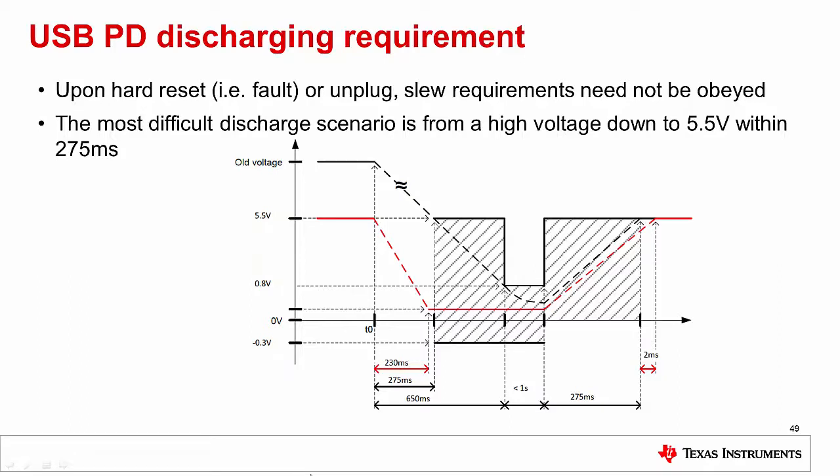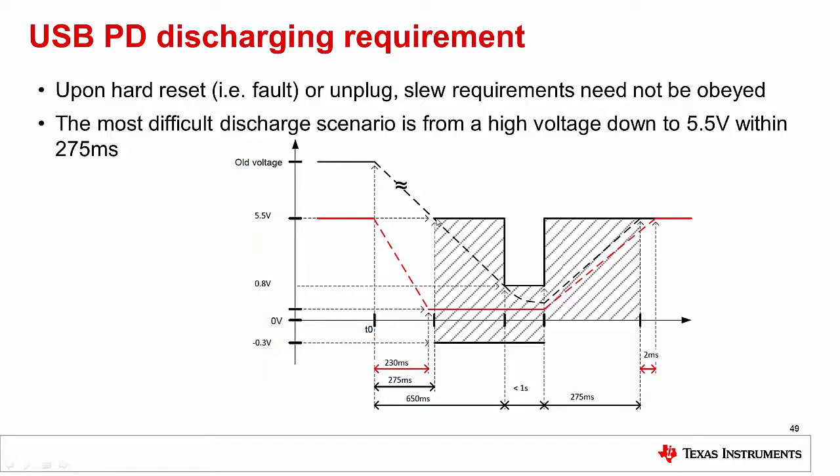So you can see in the chart here, this covers both the hard reset and just discharging to the 5.5 volt case. If I'm discharging from 20 volts down to 5.5 volts, I have to do it in 275 milliseconds. That's the same for a hard reset or for a normal negotiation. For a hard reset, the shaded region comes into play.